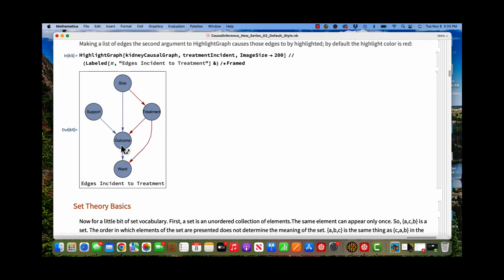Okay? Just to make sure you understand, what about going from size to ward? What are the paths? Well, we can go size to outcome to ward, size to treatment to ward, size to treatment to outcome to ward. Those are all the paths. In this example, I didn't have to reverse any directions. I could just go straight on the arrows.